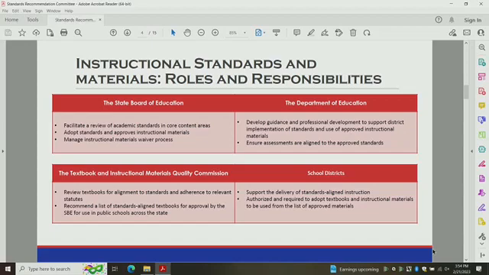As I mentioned, the Department of Education develops guidance and professional development to support districts in implementation of these standards. They also ensure that the assessments that students take, the TCAP, are aligned to the approved instructional standards. The Textbook and Instructional Materials Commission, as I mentioned, are the ones that are looking at these textbooks and bringing to the State Board for approval a list of materials aligned with the standards. And then school districts are obviously responsible for the implementation of these standards through the curriculum choices that they make at the local level.